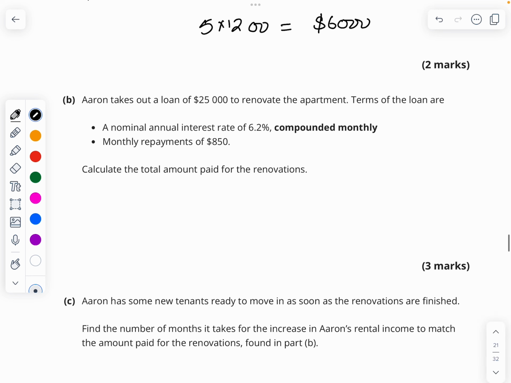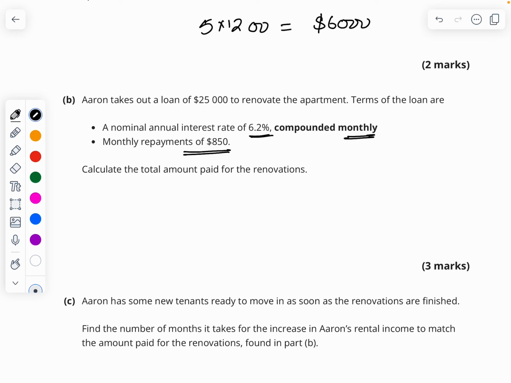Aaron takes out a loan of 25,000 to renovate the apartment. Terms of the loan: a nominal interest rate of 6.2%, compounded monthly, with repayments of 850. Calculate the total amount to be paid. What is the total amount to be paid? He is asking us to find it out.